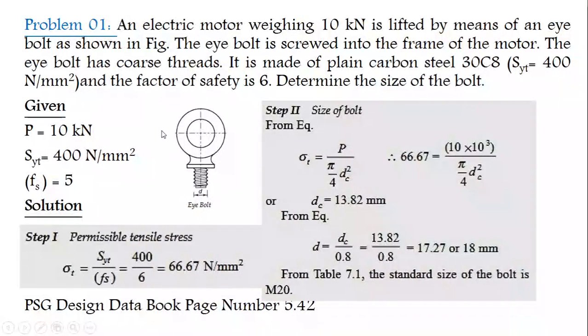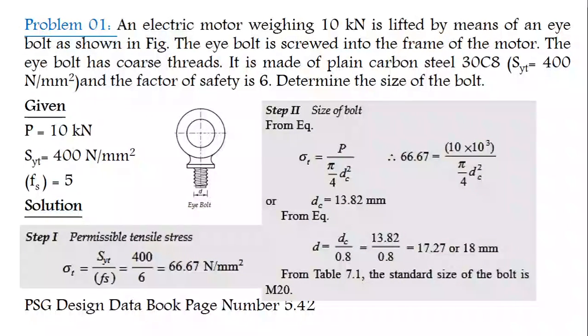First of all, the given data: P equal to 10 kN. P is the weight, the load. And sigma_yt, that means yield strength, is 400 Newton per millimeter square. Fs, the factor of safety, is equal to 6. Now we go to the solution.